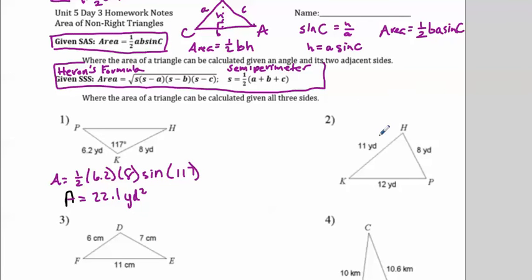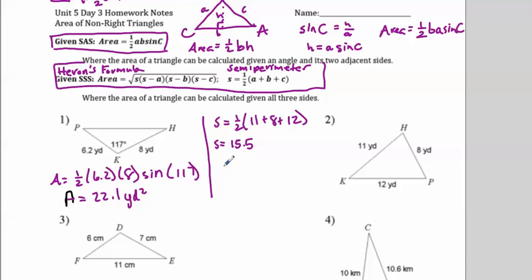All right, the second one, we're given side, side, side. So we're going to put those sides in for a, b, and c and find our semi-perimeter. So S is 1/2, 11 plus 8 plus 12. So this is going to be 20, 31. So my semi-perimeter is 15.5 yards, of course.